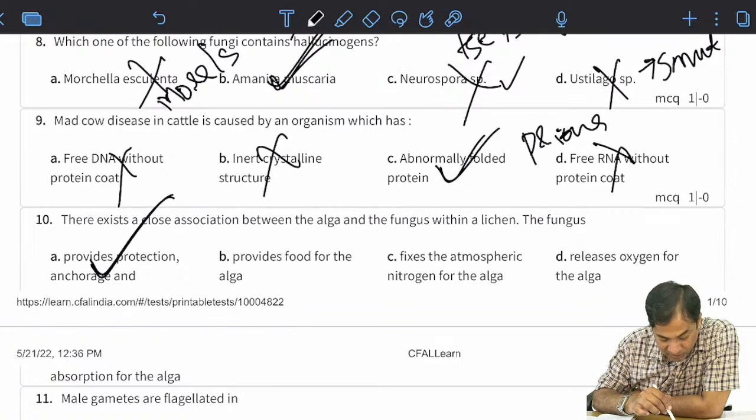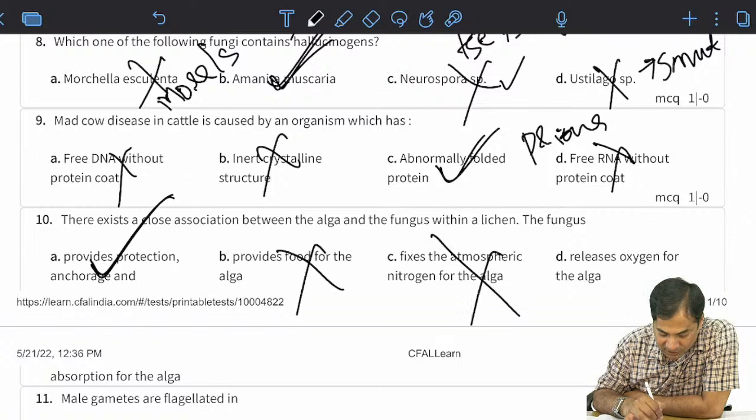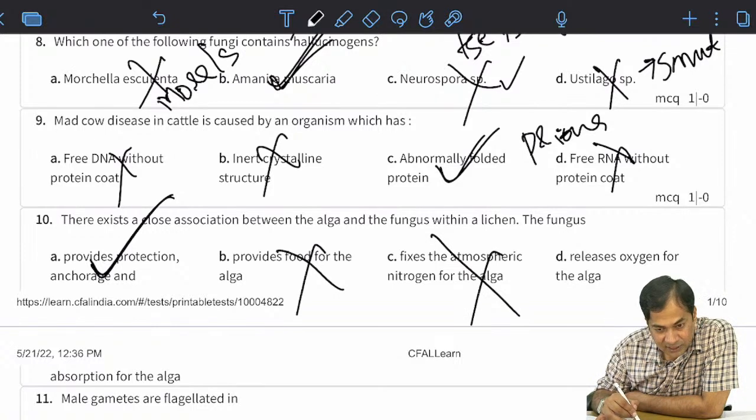Option B should be wrong, because provides food for the alga. Fungus cannot provide food because they don't have the ability to prepare food. They don't have chlorophyll pigment. So this is wrong. Option C is also wrong, because fixes atmospheric nitrogen for the alga. Fungus doesn't fix any nitrogen for the alga. It doesn't have the ability to absorb nitrogen from the atmosphere. So this is wrong.